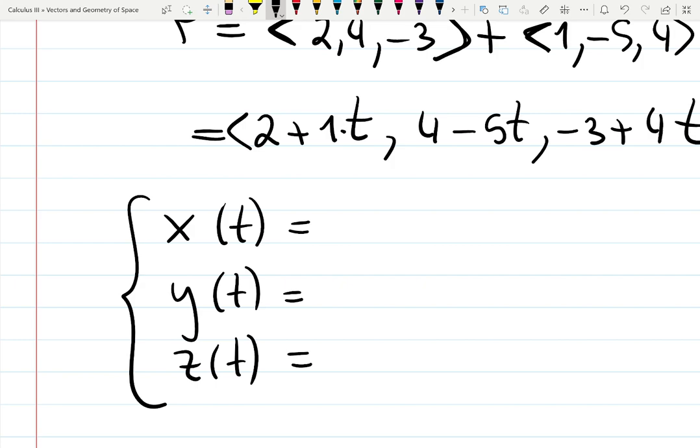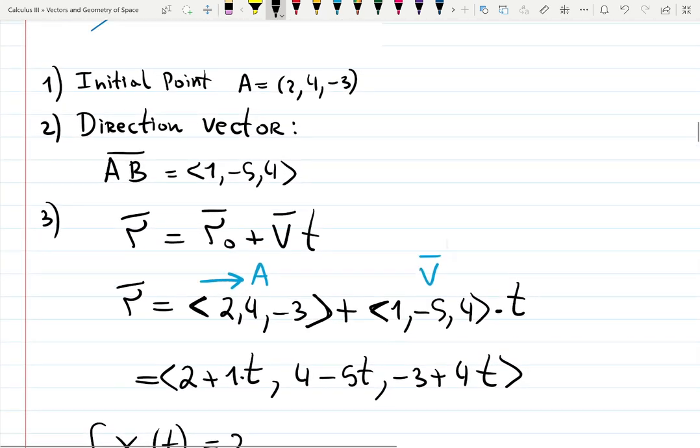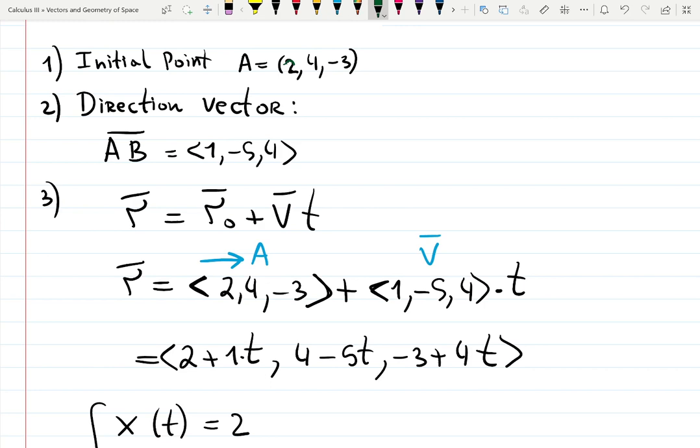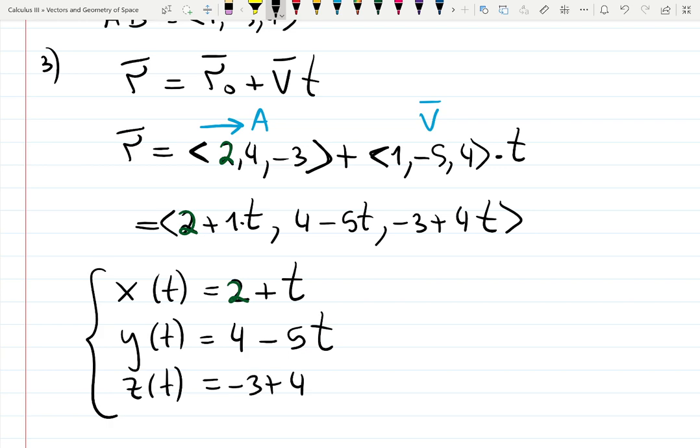And then maybe also this explanation will help you. Again, the original point, x started from 2. You can see it from many places: from this 2, from this 2, and from this 2. X started from 2, and then it moved with the speed 1 multiplied by time t. Y started with 4, and then moved with the speed minus 5 multiplied by t. Minus 3 for z, and then 4 times t.